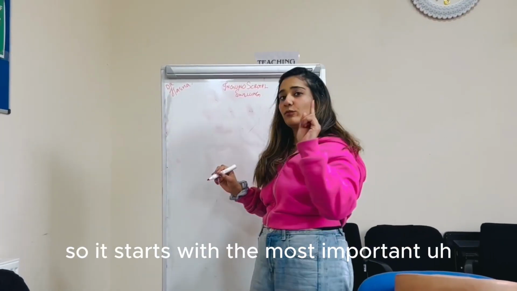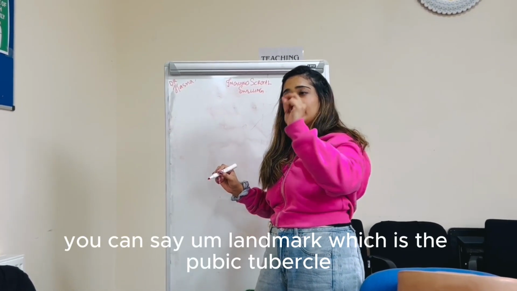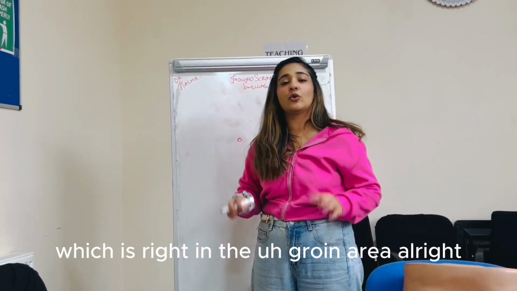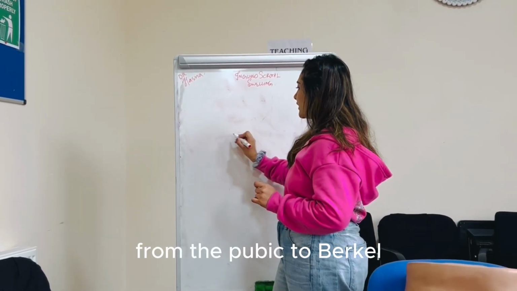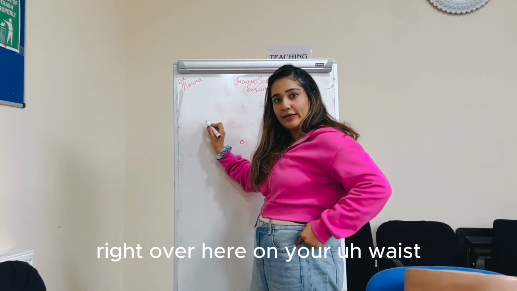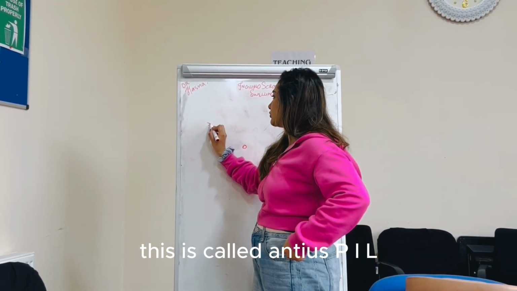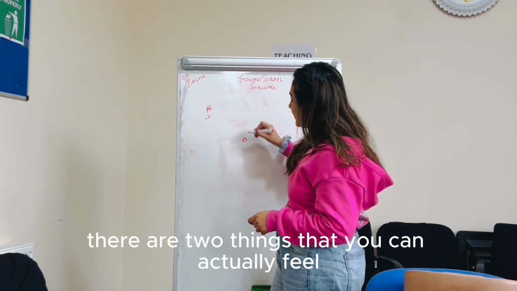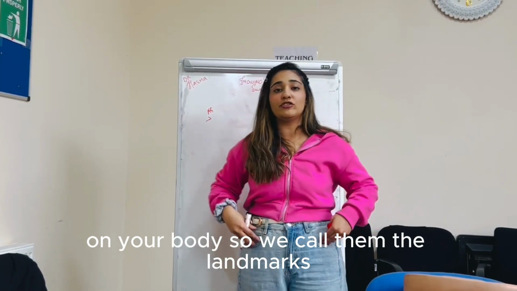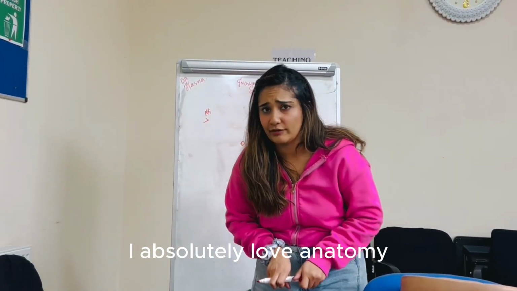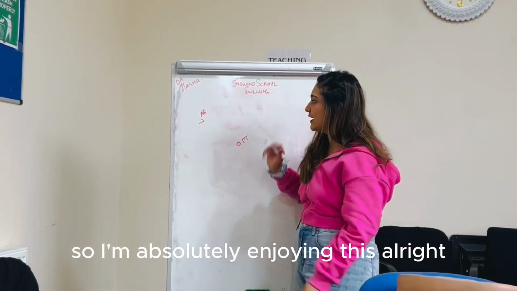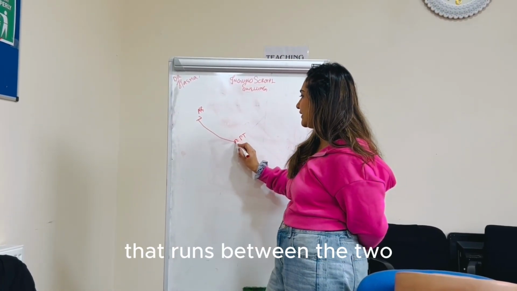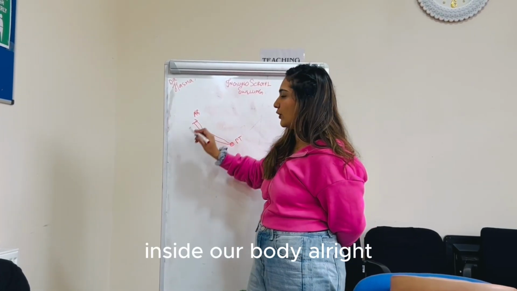It starts with the most important landmark, which is the pubic tubercle, right in the groin area. Another landmark is over here on your waist, called the anterior superior iliac spine. The anterior superior iliac spine and the pubic tubercle are two things you can actually feel on your body, so we call them landmarks. I absolutely love anatomy, so I'm really enjoying this. The most important thing is to understand there is an inguinal ligament that runs between the two inside our body.